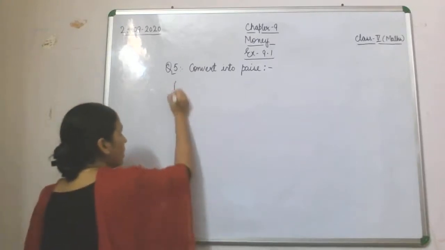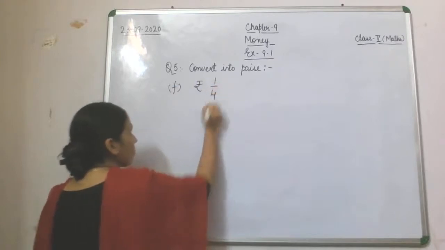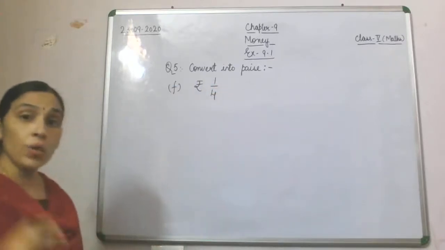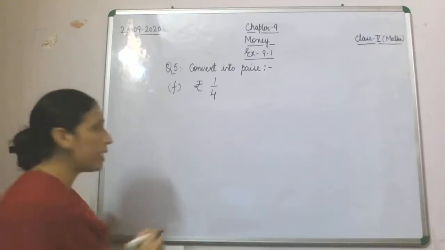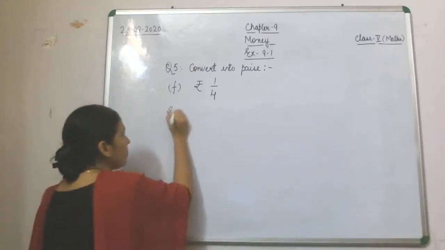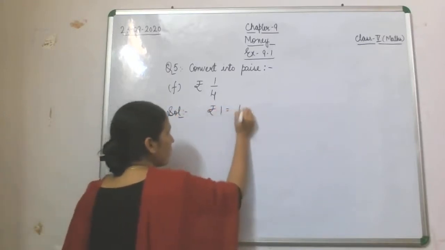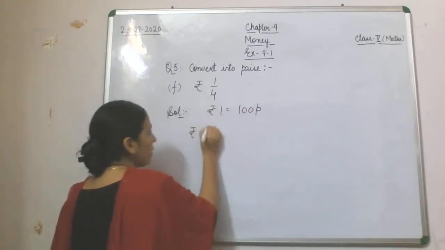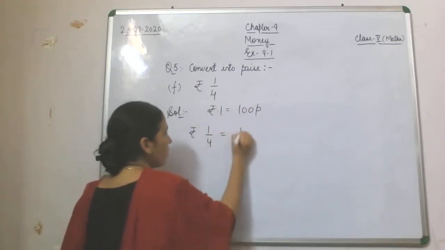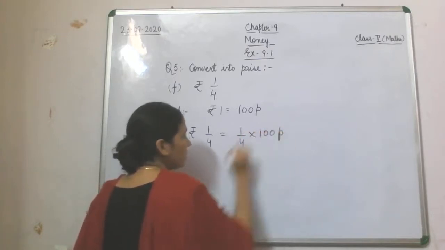See F part. The question is given rupee 1/4. Now in the solution, this fractional rupee will be multiplied by 100. See how? First of all, rupee 1 is equal to 100 paise. It means this rupee 1/4 will become 1/4 multiplied by 100, and then paise.